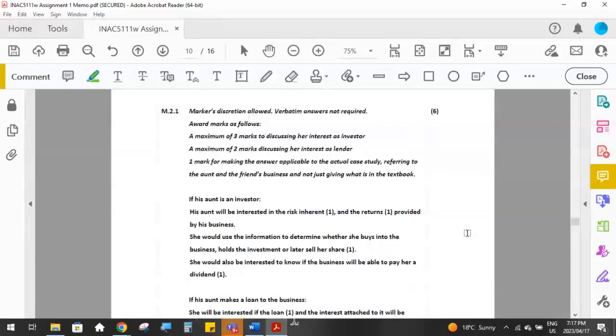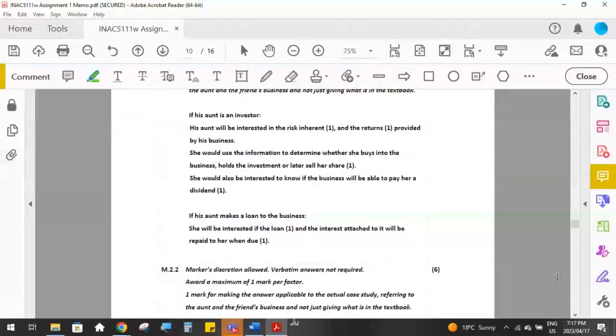Okay, so for this one over here, award marks as follows. For 2.1, 3 marks to discuss the aunt's interest as an investor, 2 marks to discuss her interest as a lender. There was 1 mark for making the answer applicable to the actual case study. In other words, referring to the aunt and the friend's business and not just giving what's in the textbook.